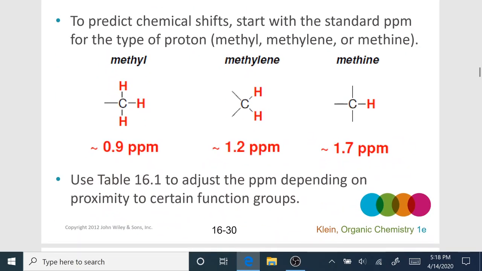So there's a difference between, say, a methyl versus a methylene versus a methine group at about 0.9, 1.2, and 1.7, okay? But it's really difficult to tell the difference in these. Honestly, just remember an alkyl group comes in at around 1.